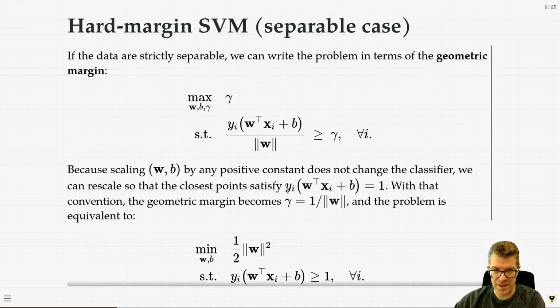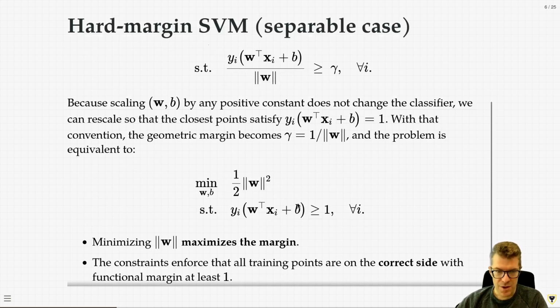I've plugged in gamma, replacing it with 1 over the norm of W. Maximizing gamma is going to be the same as maximizing this fraction over here, 1 over the norm of W, which is equivalent to minimizing the reciprocal of this fraction. Minimizing the norm of W is equivalent to minimizing one half of the 2-norm of W squared. So without loss of generality, we have this equation.